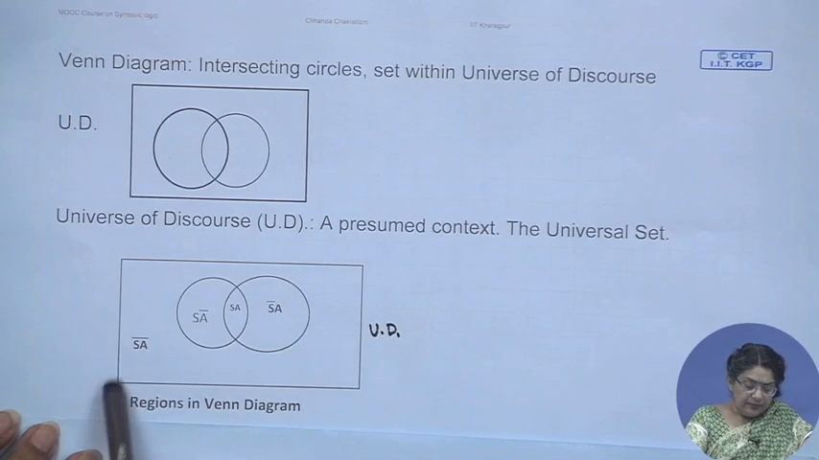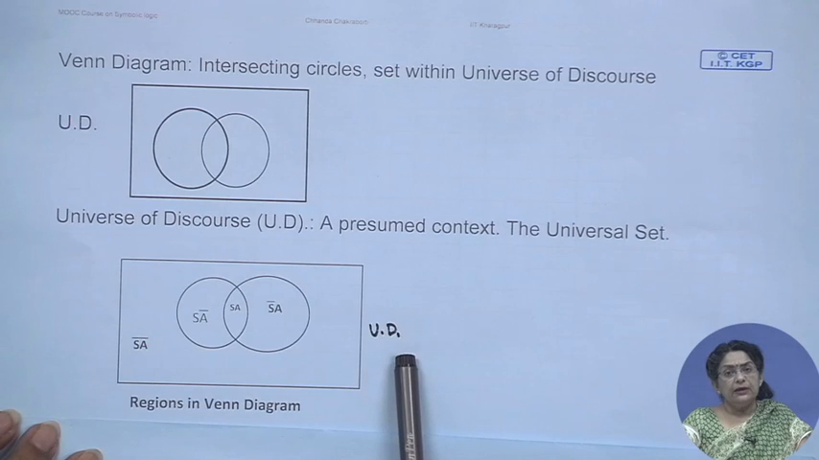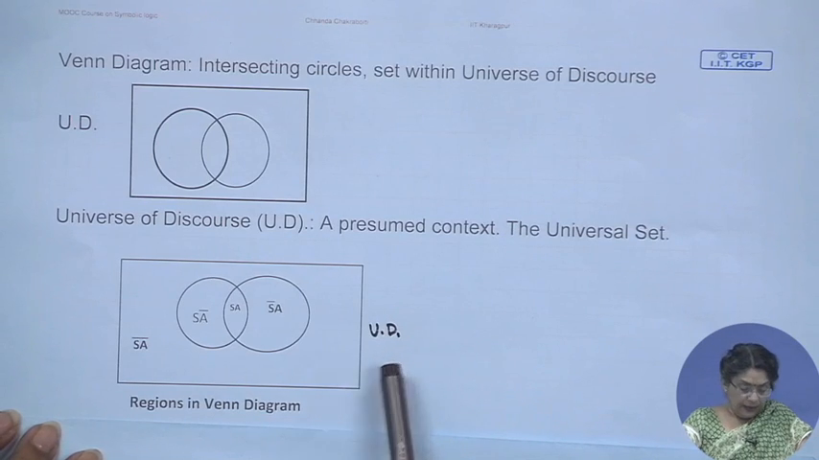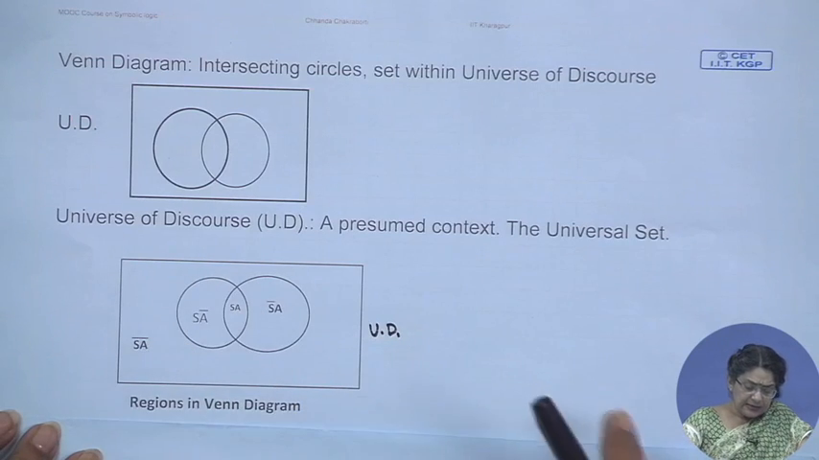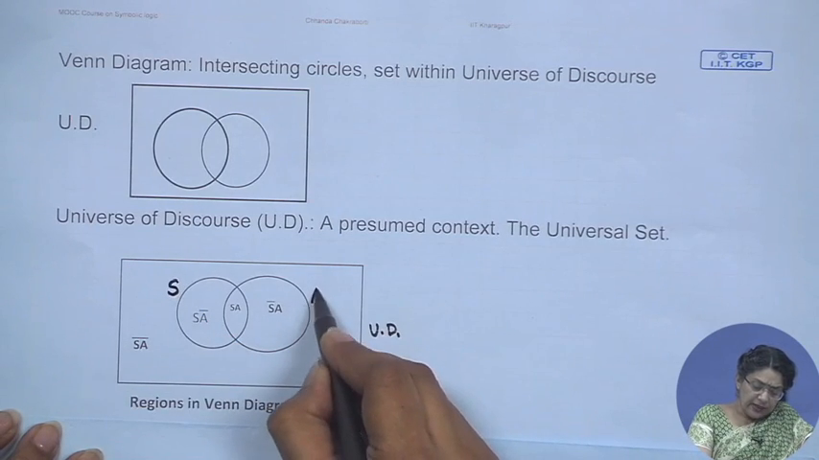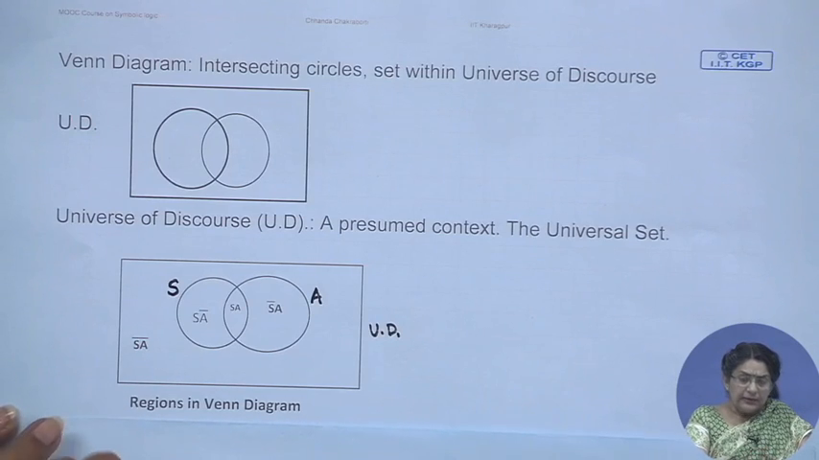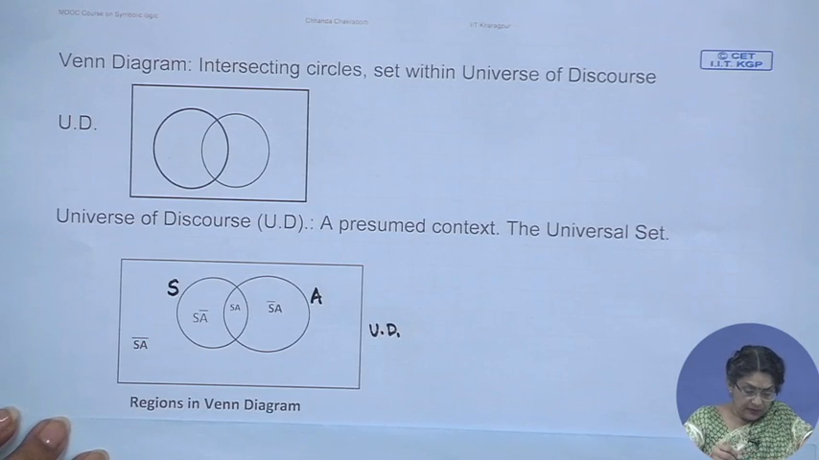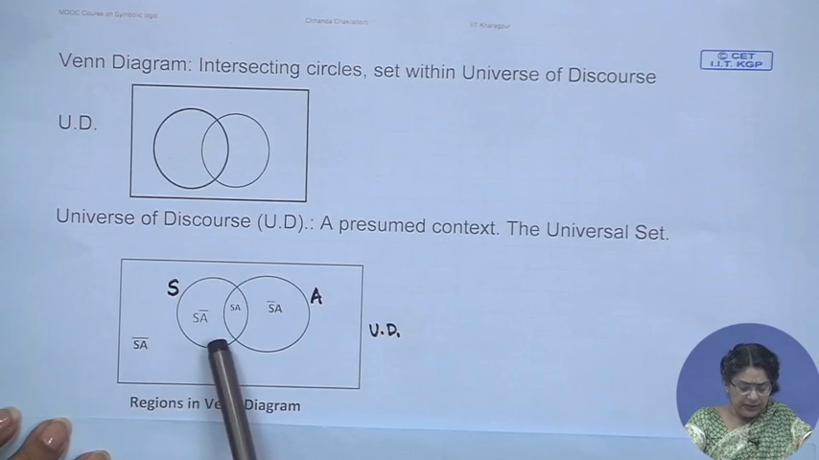This rectangle represents, as I said, the universe of discourse. In short, we are going to call it the UD. Let us take a look in here. This is my S class and this is my A class. Let us name that. You label them. This is your S class, this is your A class. But inside there are so many regions. Take a look into this region, for example. What does it represent? It represents S, that is not A.